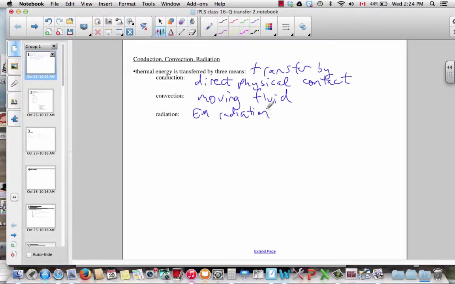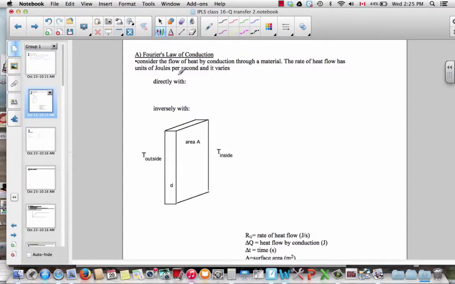And typically, for most temperatures of interest the electromagnetic energy is going to be mostly in the infrared part of the spectrum. So those are the three means of thermal energy transfer that we're going to look at in this class: conduction, convection, and radiation. We'll start with conduction. We'll start with Fourier's Law of conduction.